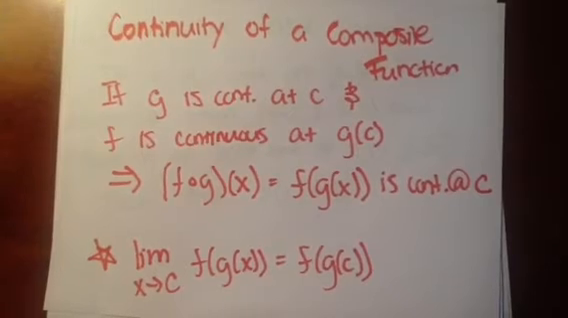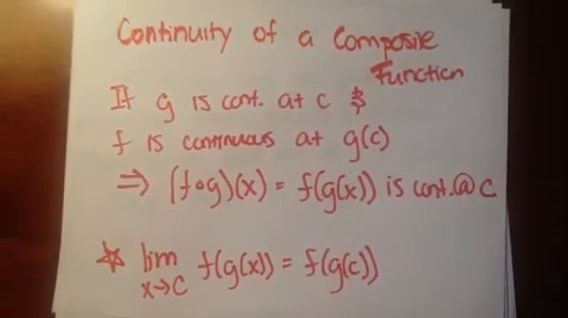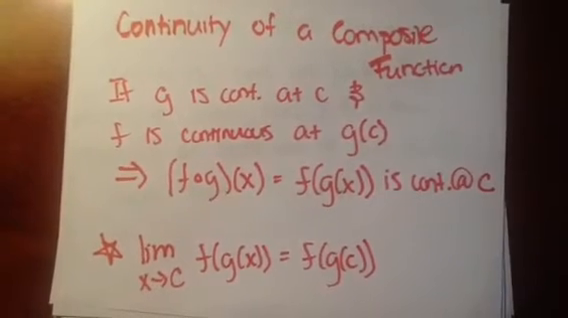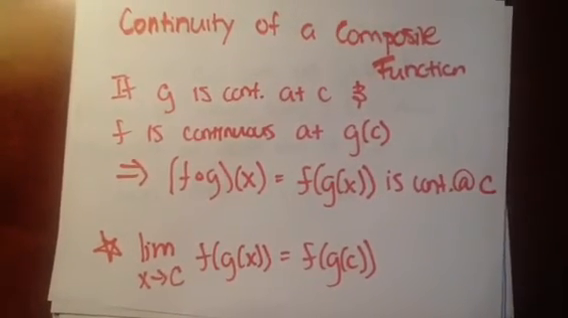The continuity of a composite function: if g is continuous at c and f is continuous at g of c, then the composite function given by f of g of x is continuous at c.